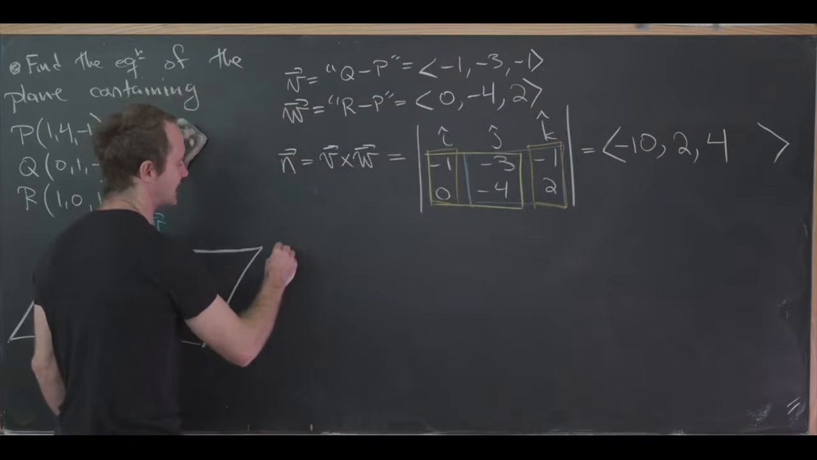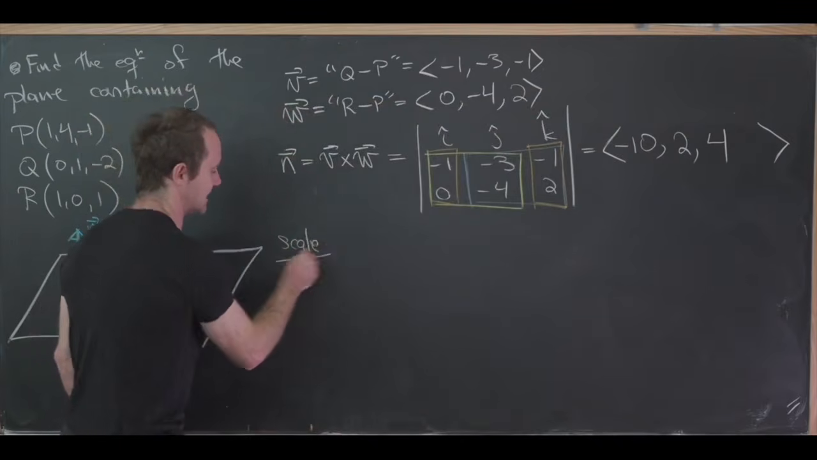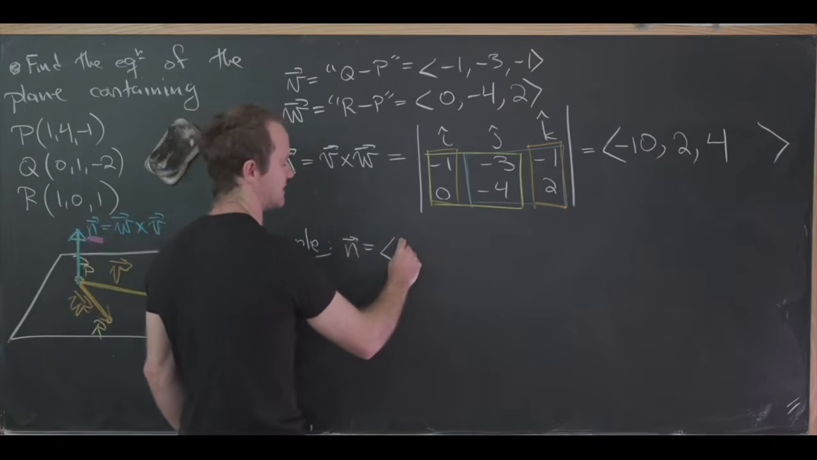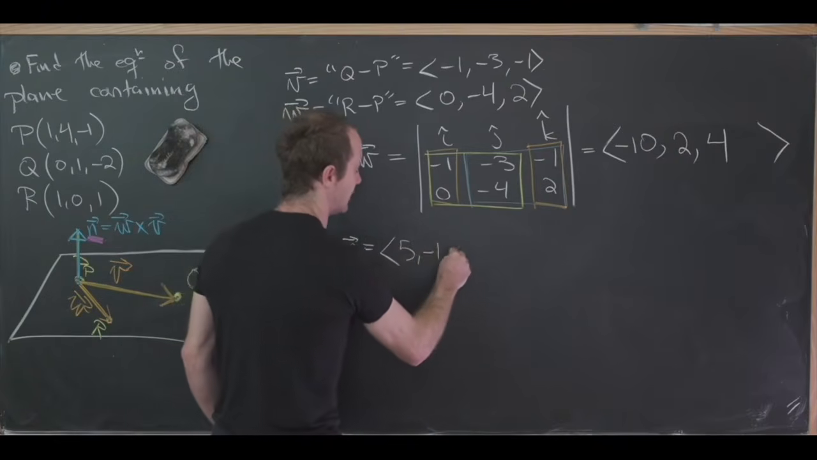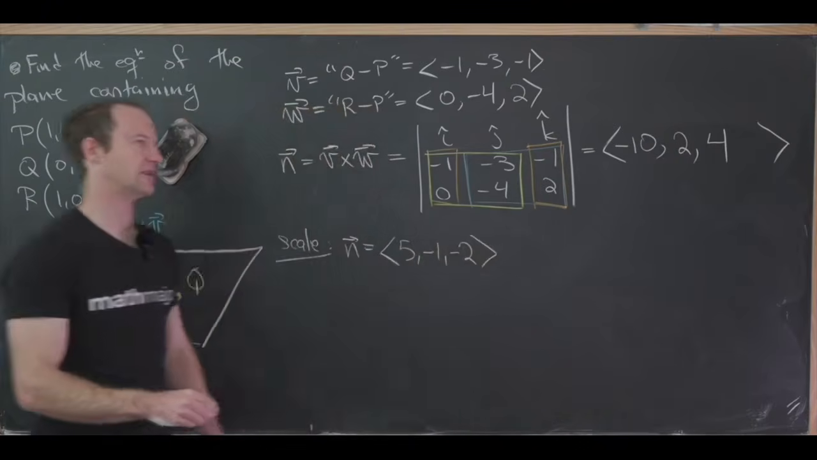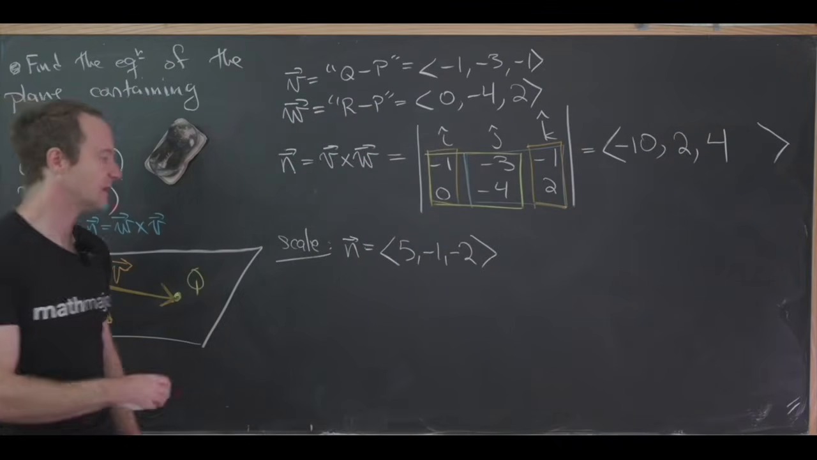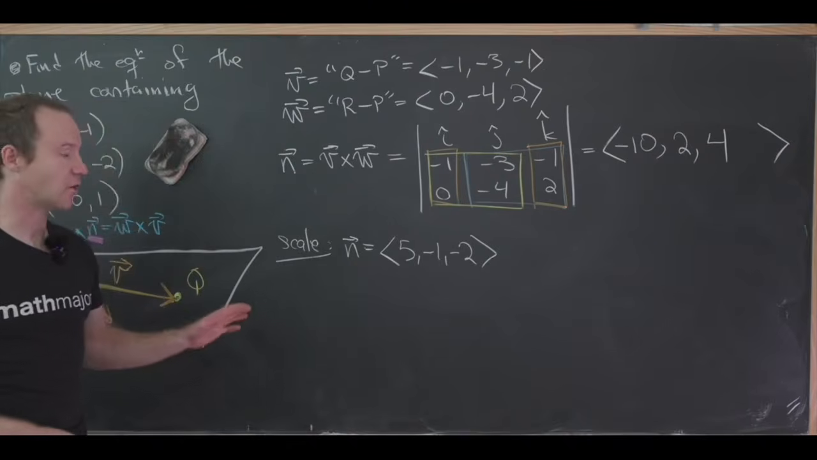But now notice that I can scale this because that doesn't hurt anything. It's still a normal vector. I'm gonna scale this to maybe 5, -1, -2, just by dividing everything by -2. I think that's a little bit nicer to work with. Okay, and then we're ready for the equation of our plane.